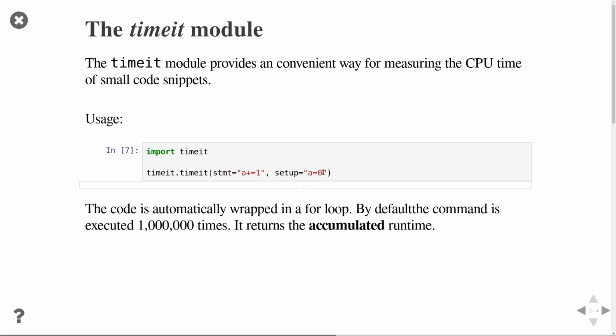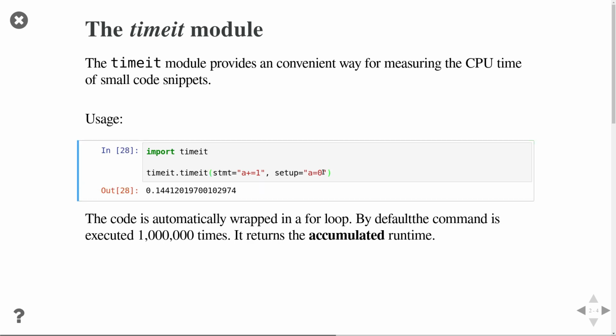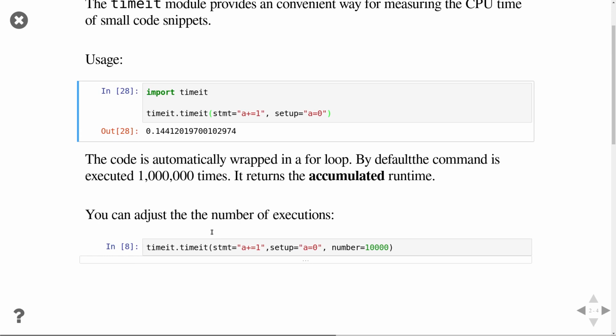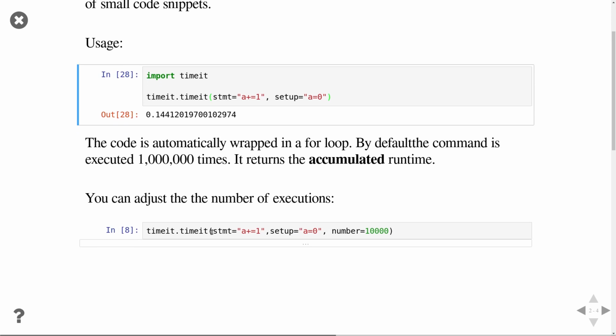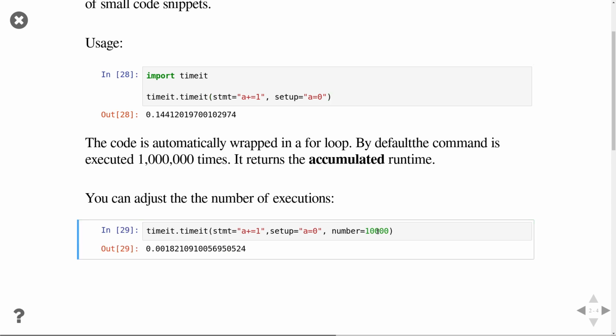This timeit module works particularly well for these small code statements. And it wraps it automatically in a loop. By default, it executes a million times and then returns the accumulated output. So I can run this, and it tells you, okay, for a million increments, it took 0.14 seconds. Sometimes a million times might take too much time. So then you can also specify how often you actually want to have this command executed. In this case, it's roughly 1,000 times faster.